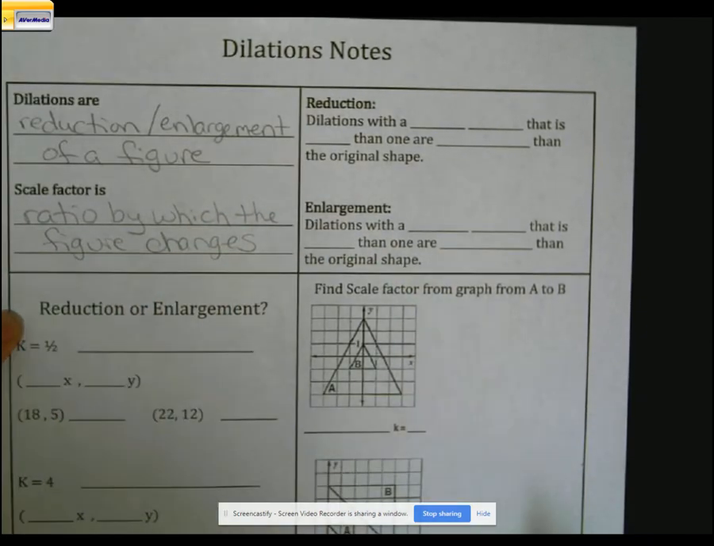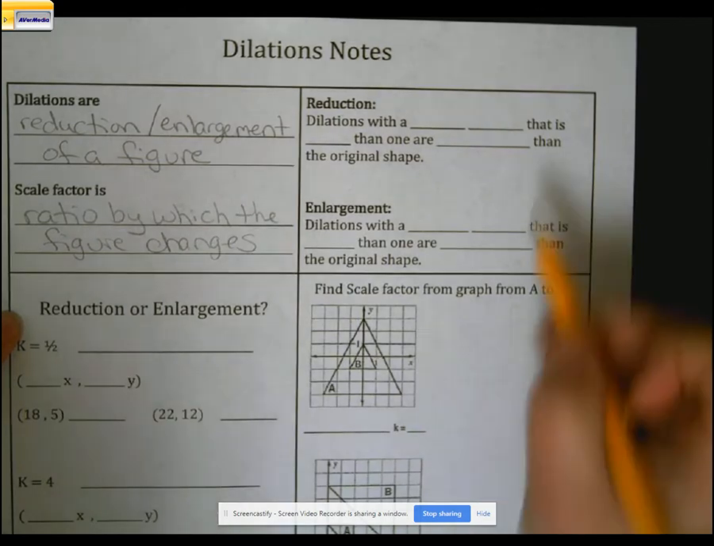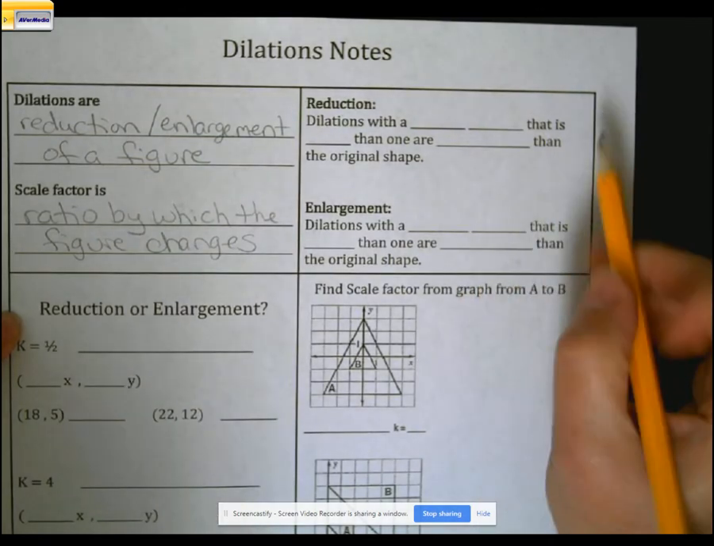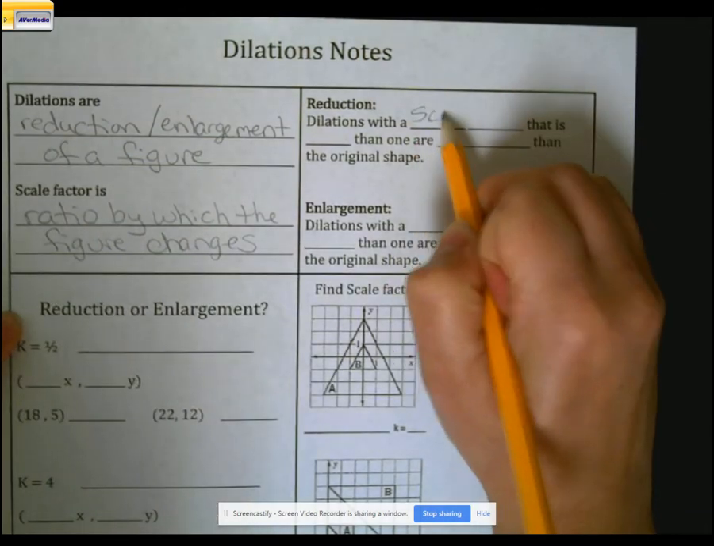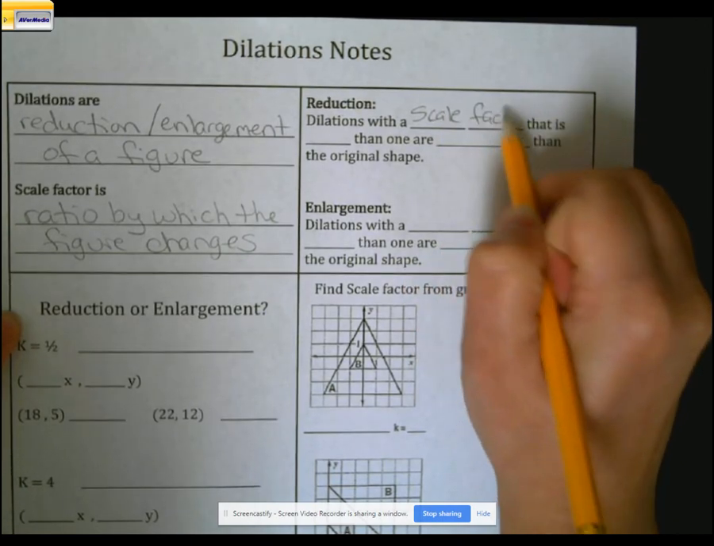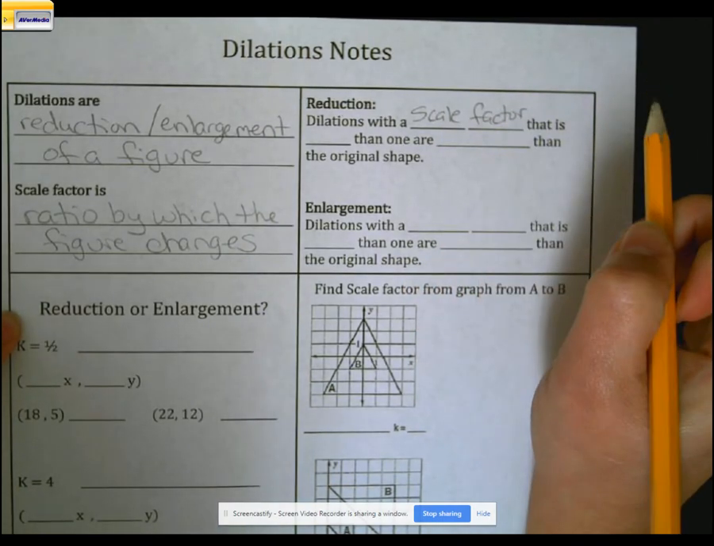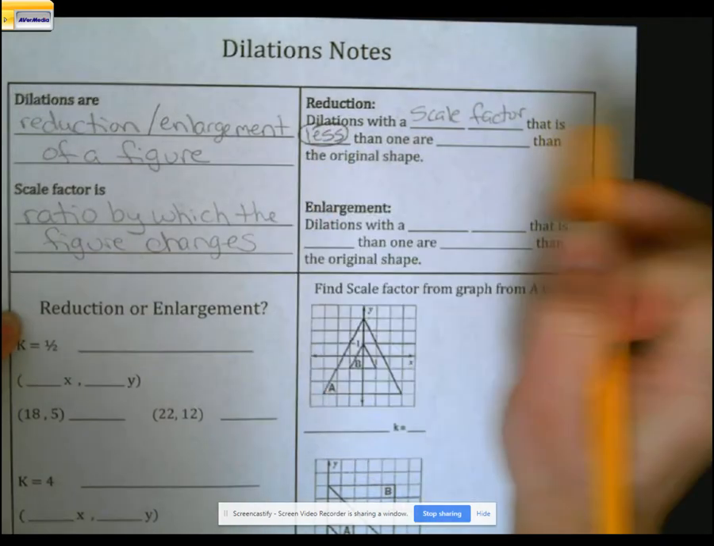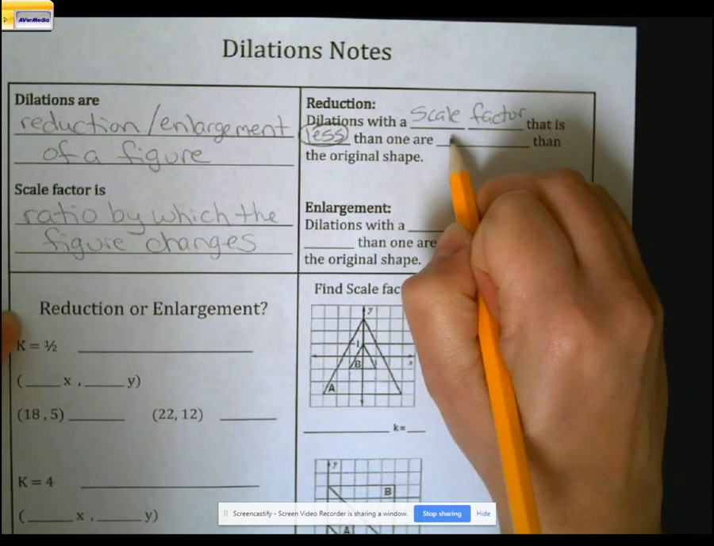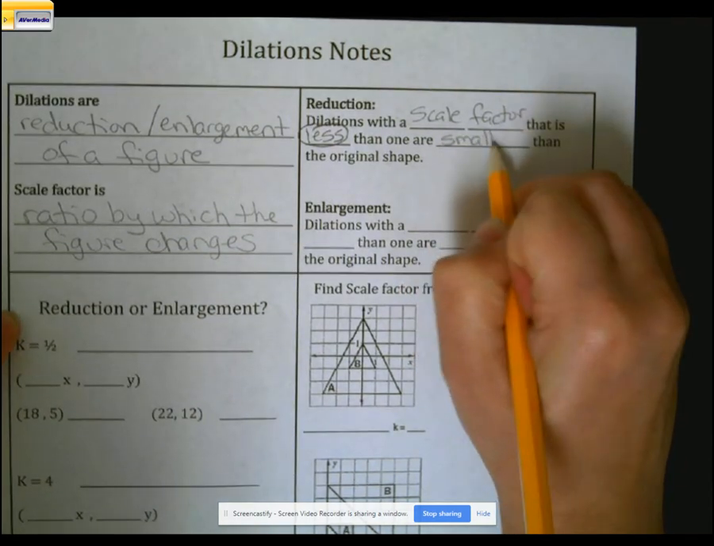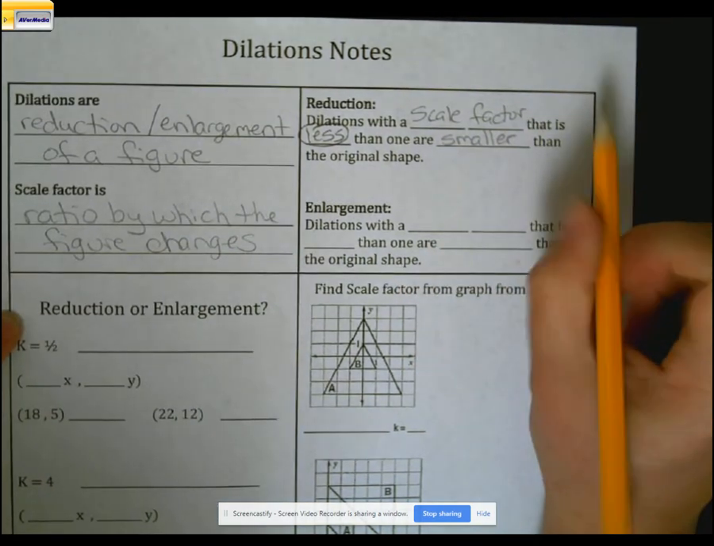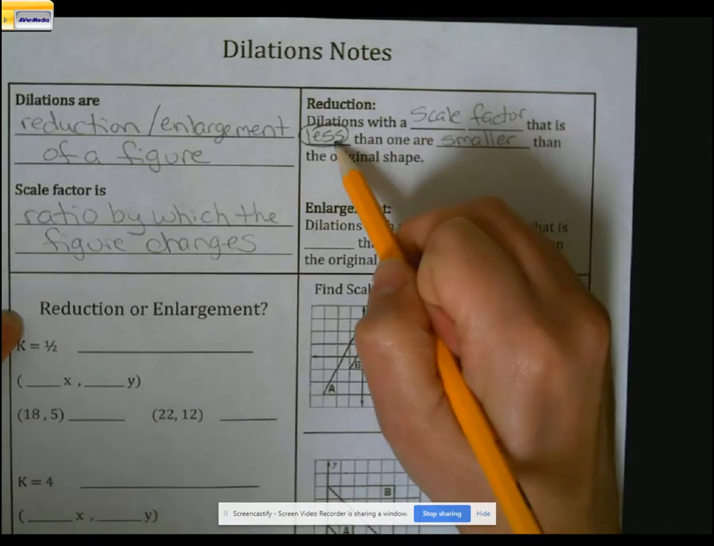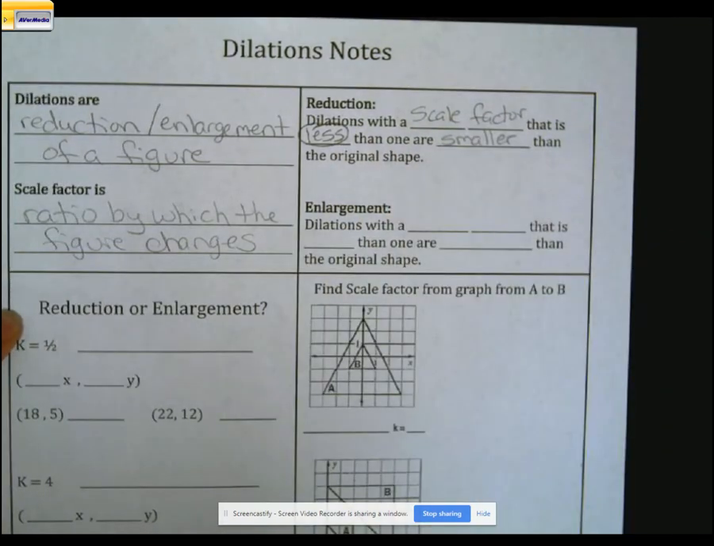A little bit more with vocabulary over here. Reduction: these are dilations with a scale factor that is less than 1. Keyword there, less than 1, are smaller than the original shape. If I'm multiplying it by something that's less than 1, it is getting smaller. So in other words, like a fraction.